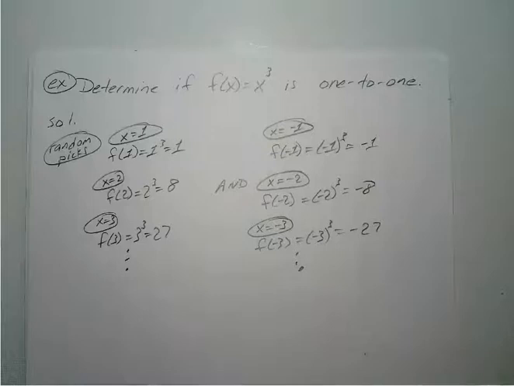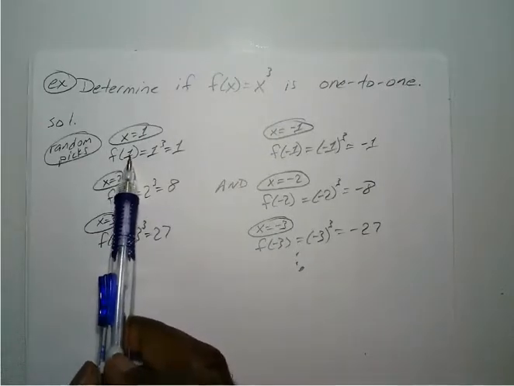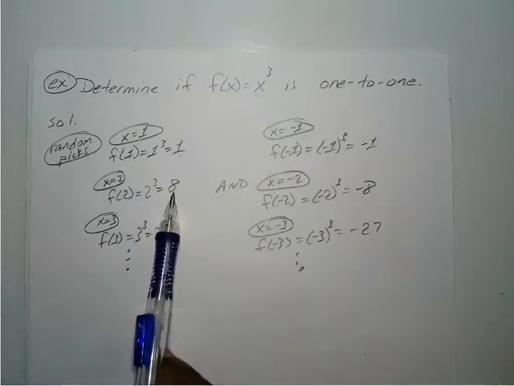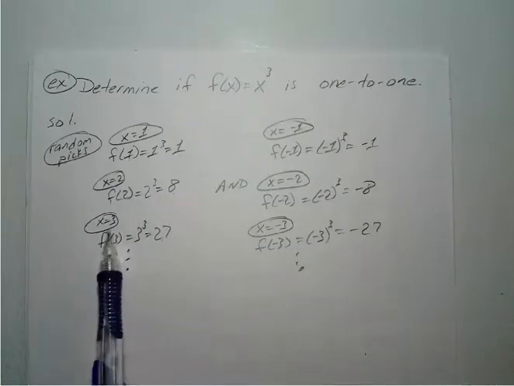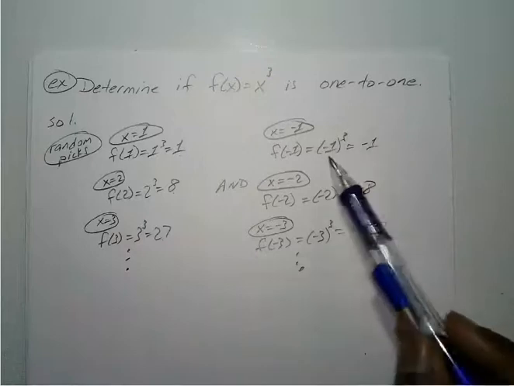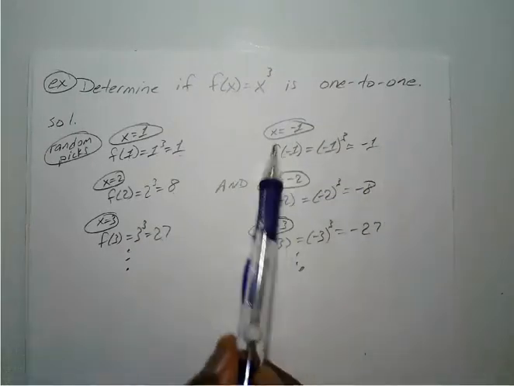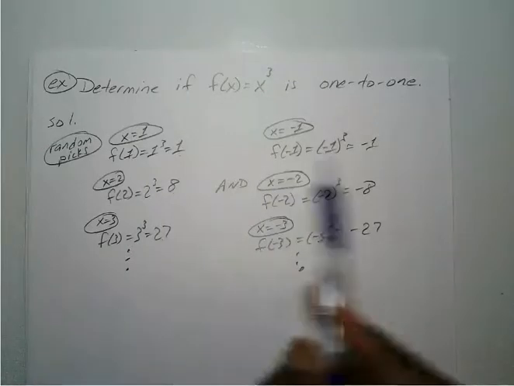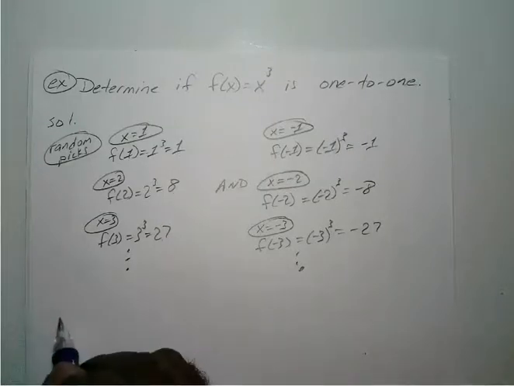All right, so now we see that every x value has only one y value. So x equals 1, y equals 1. X equals 2, y equals 8. X equals 3, y equals 27. You don't have a different value for x equals 3. Same thing here. X equals negative 1, y equals negative 1. X equals negative 1 will not have a different value. So we know it's a function because every x has exactly one y. Now, we're going to find the inverse.